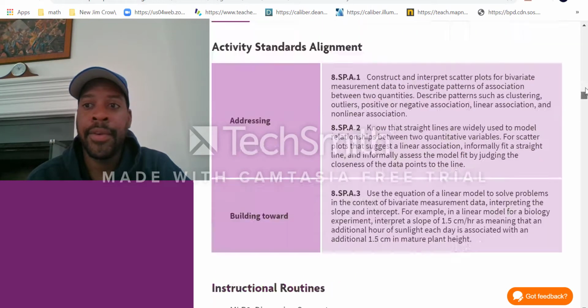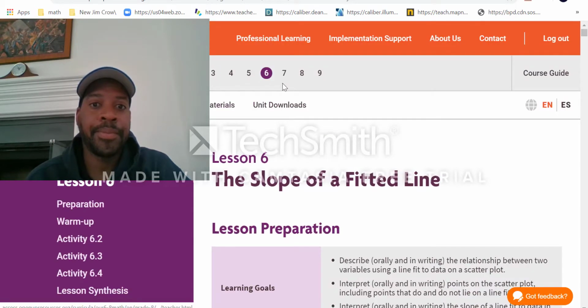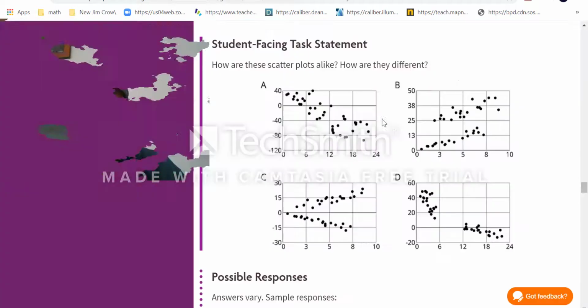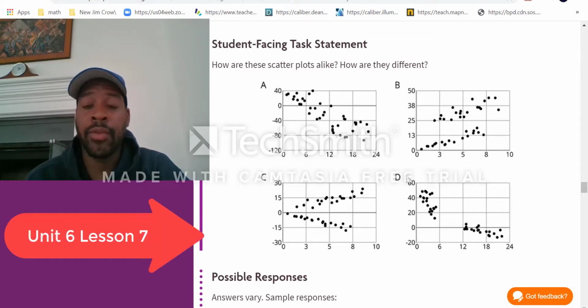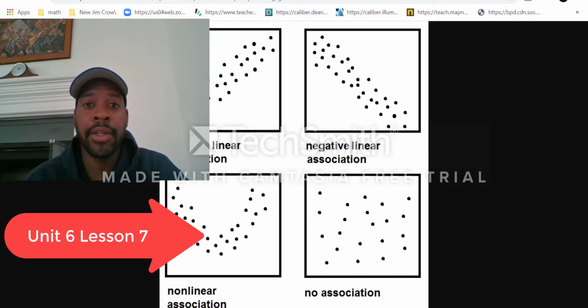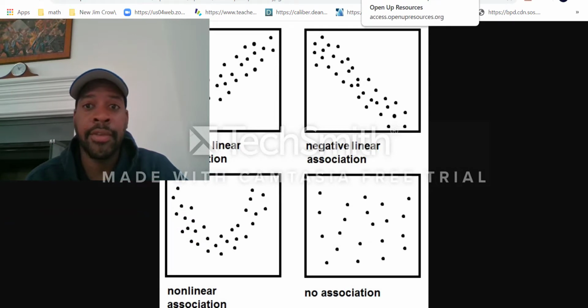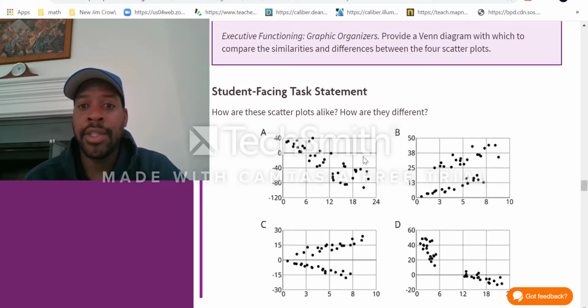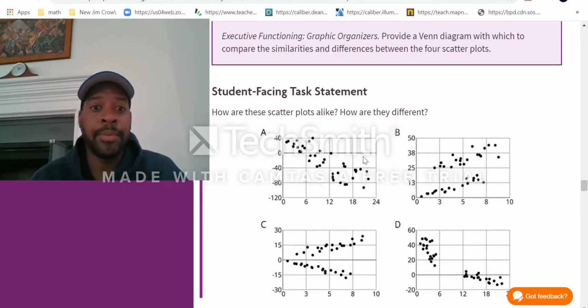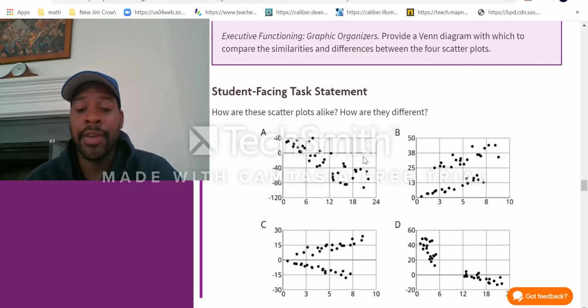Okay, Lesson 7. You're looking at graphs. How are they different? Once again, you're looking at the scatter plot, where the association is negative, positive, nonlinear, or no association. So you're just looking at those and determining how these scatter plots are alike, and then how they are different, right?